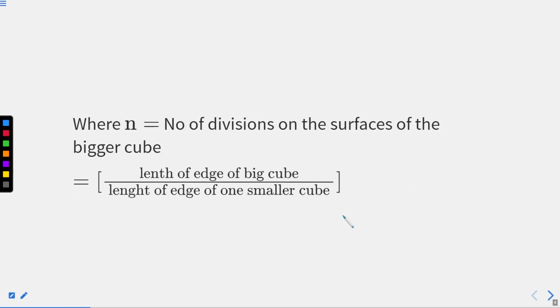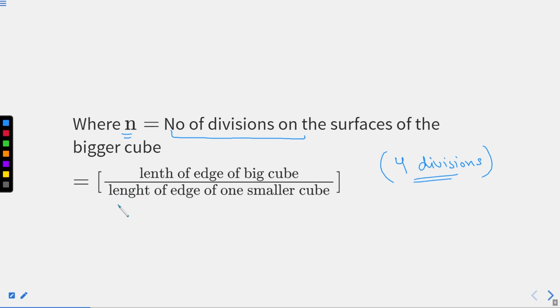Now I am moving to the next part, where we are using the value n. What exactly is n? It is the number of divisions that we have already discussed on the surface. In the previous cube, how many divisions did we have? 4 divisions, on the cube we discussed in the starting, right?